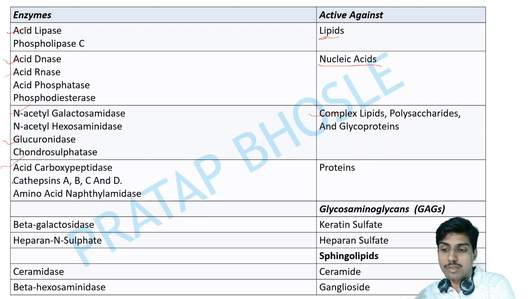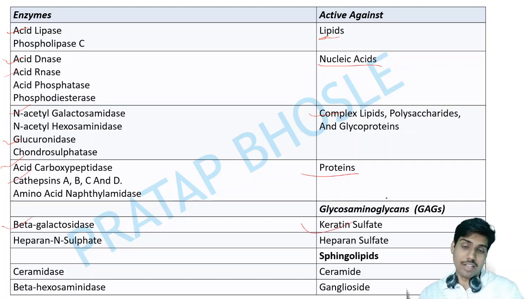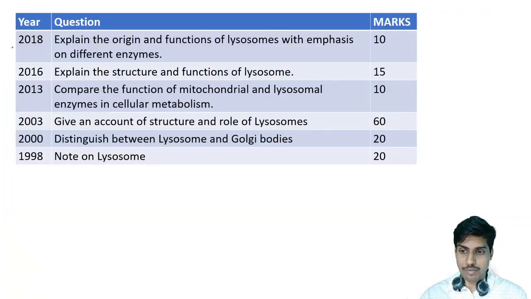The acid carboxypeptidase and cathepsins A, B, C, D act on proteins. Then the beta galactosidase acts on keratan sulfates, or the galactosaminoglycans. Ceramidase acts on sphingolipids like ceramide. Okay. At least you should give 4 examples. And if the question is specifically on the enzymes of the lysosome, then you can give the maximum number of examples which you remember. Okay, so these are the questions which have already been asked on this.